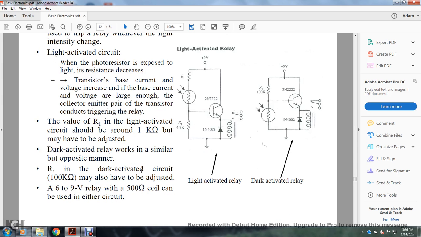The R1 in the dark activated circuit is 100 kilo ohms, but it may also be adjusted. A 6 to 9 volt relay with a 500 ohm coil can be used in either circuit.